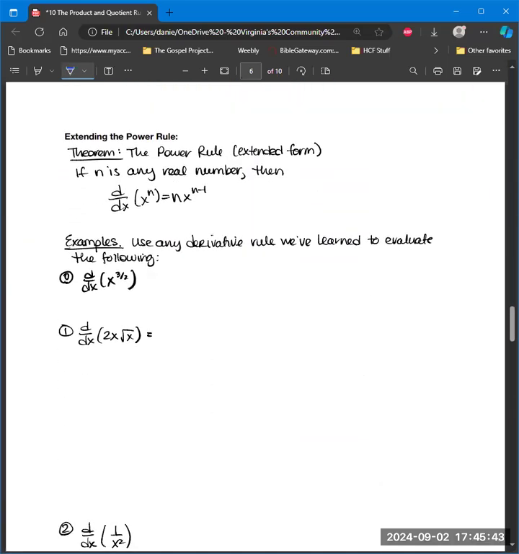All right, now let's extend the power rule so that n is any real number. We've only been dealing with positive whole numbers so far, or positive integers. Now we're going to extend it so that it's any real number, and it follows the same rule. It does not have to be a non-negative integer.